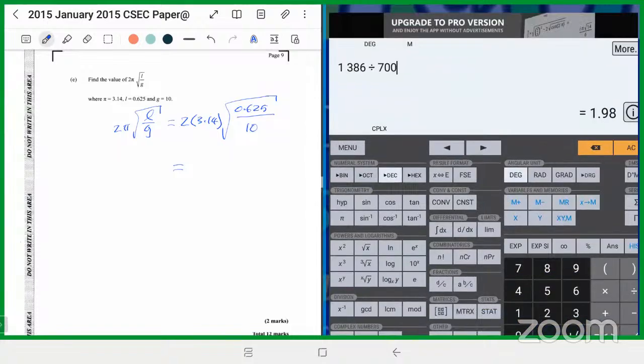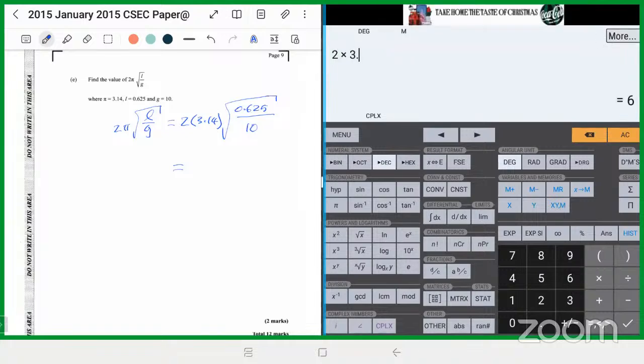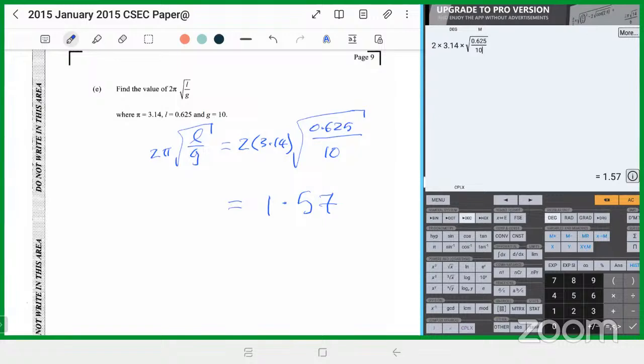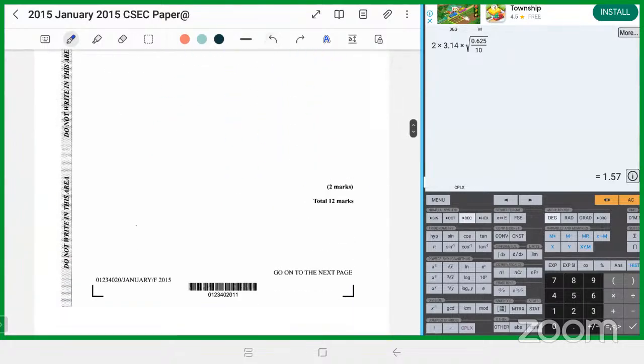All right, let's work that out. So that is 2 times 3.14 times the square root of a fraction 0.625 over 10. So we're getting 1.57. That is the answer right here. 1.57. Okay with that? Yes, sir. All right, good. So this question done again, 12 marks.